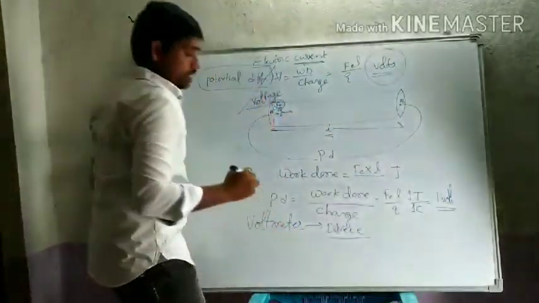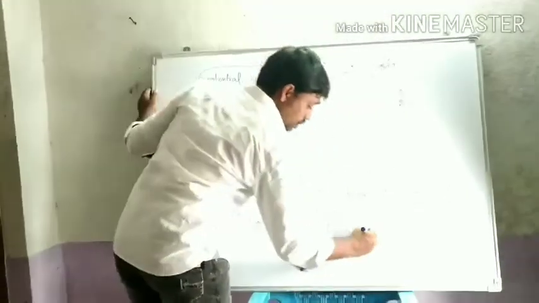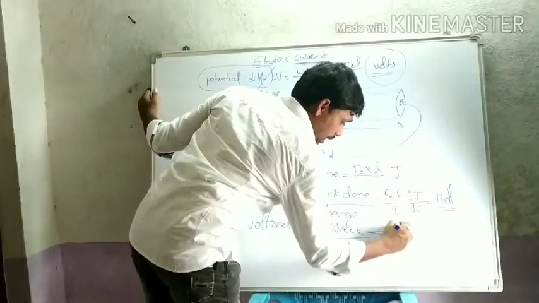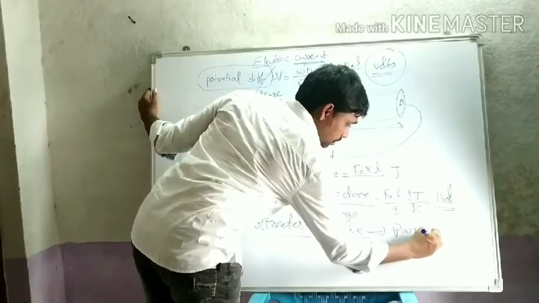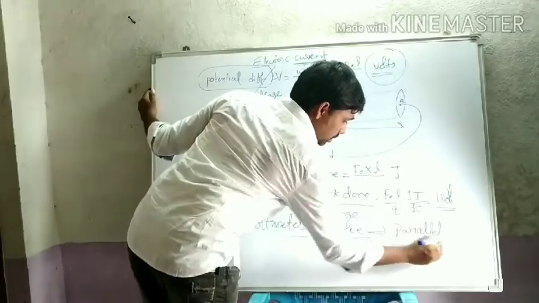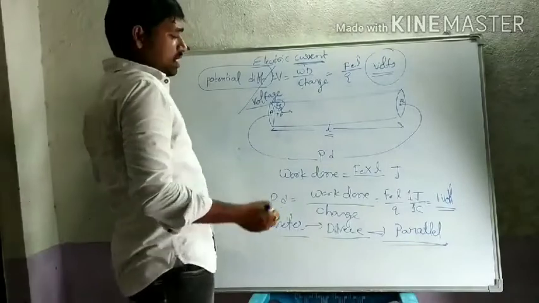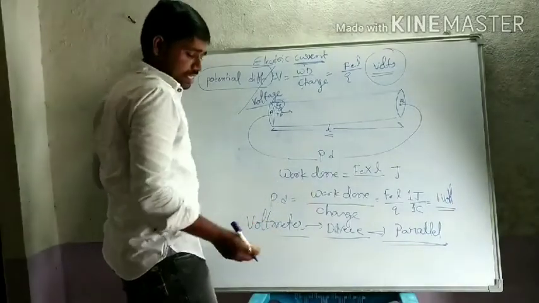The device used to measure the potential difference is a voltmeter, which is always connected in parallel to the circuit. See here, I said parallel. What do you mean by parallel and what do you mean by series? Another word we will discuss next.